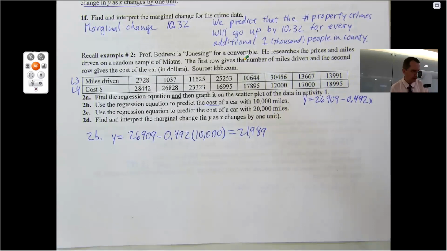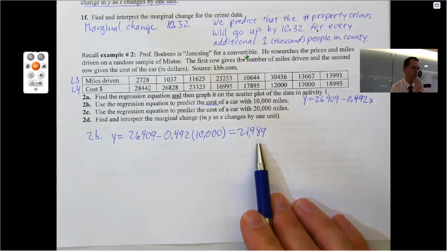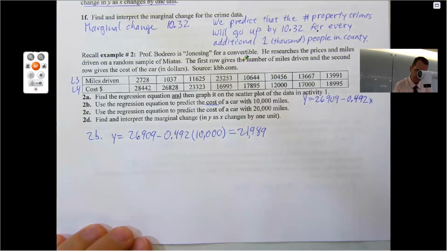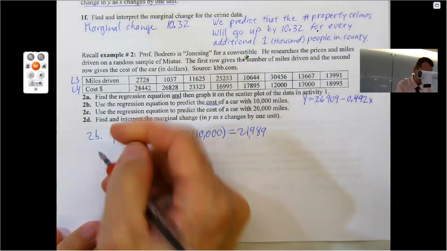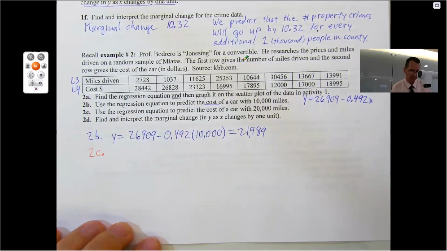If somebody's asking $30,000, I'm like, wow, that's overpriced. Or if they're only asking $10,000, then I go, has this been in a wreck or something? So these are predictions, and predictions are not perfect, but they usually should be fairly close.